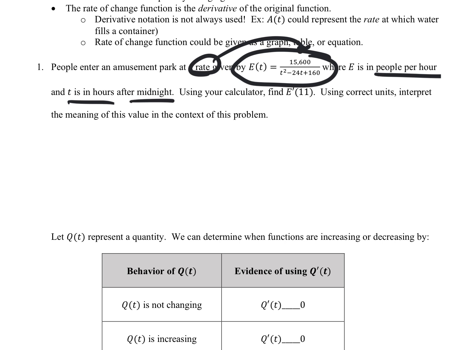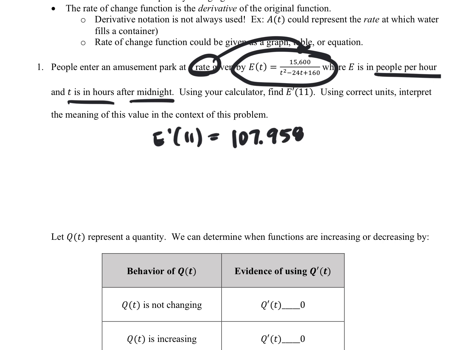So if they want E prime, we're going to do a little math 8. We're going to math 8 that equation: 15,600 over x squared minus 24x plus 160. And what do you think I'll do for my x? X equals what? 11. Because that's that right there. And your work for this problem for AP would just say E prime of 11 would equal 107 point blank, blank, blank.